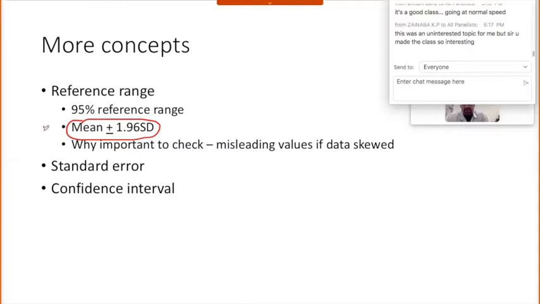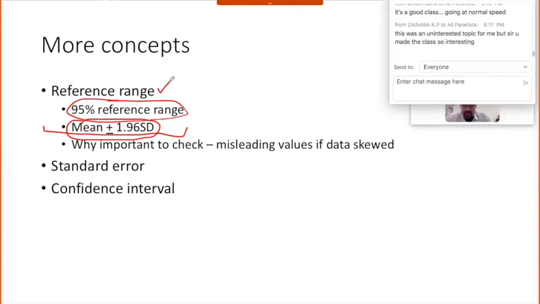So every value that appears in between mean minus 1.96 SD and mean plus 1.96 SD forms the 95% reference range, which only means that 95% of the values of your distribution of data will be between this reference range. That's all. Nothing important, nothing rocket science, nothing complicated.